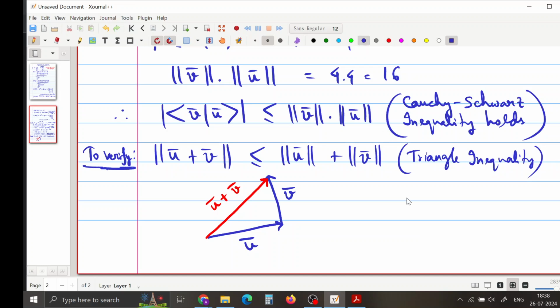So the length of u plus v is less than or equal to the sum of the lengths of u and v, which is the same as saying that the sum of the lengths of u and v should be greater than or equal to the third side, u plus v, in this triangle. So it's easy to check actually. I'm not proving it, but I think you can prove it. It's pretty simple and available online also. Due to restricted time we are not proving it, but to verify it is pretty simple. So I'll move to the next page.